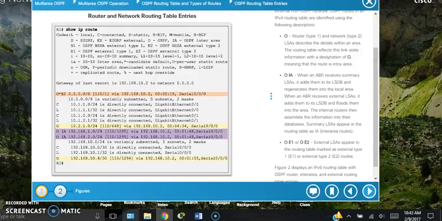Here's what our routing table looks like when you're using OSPF. So you have the different tags here for your networks. O is your directly connected, which is your type 1. You have your O IAs, which are summary ones, and you have your O E2s, which is outside of the network, the external connections.